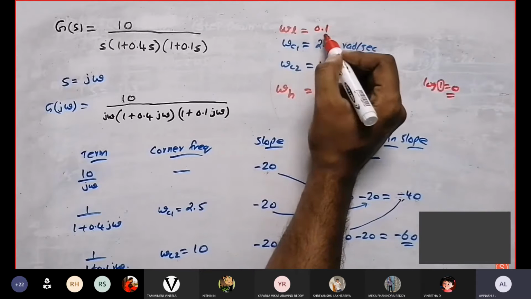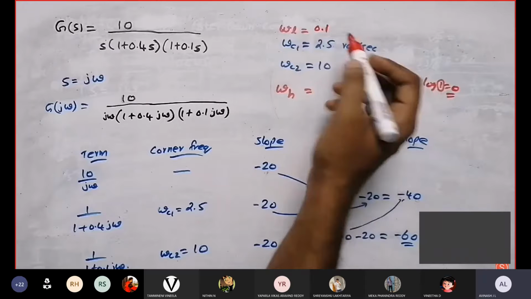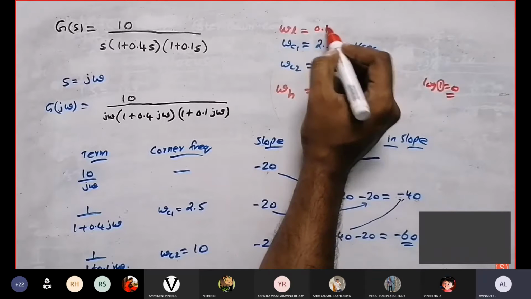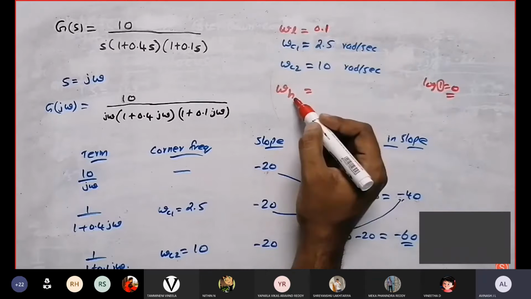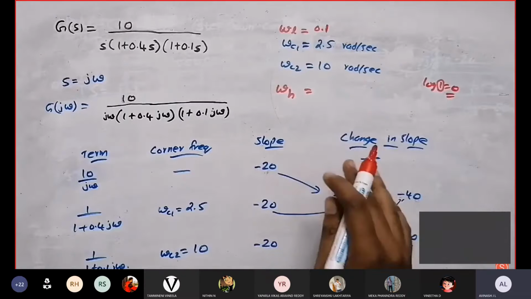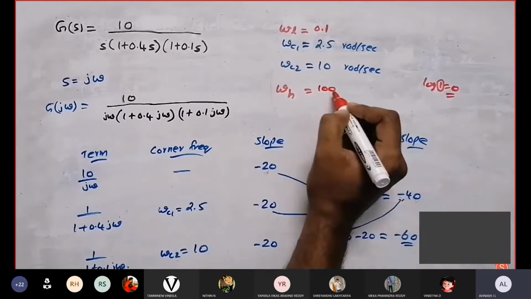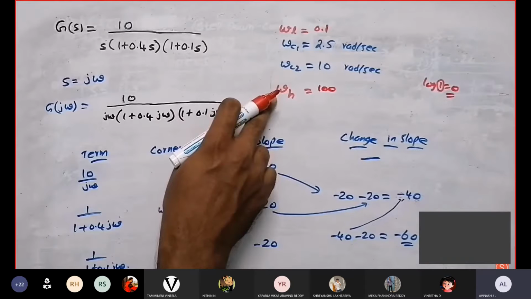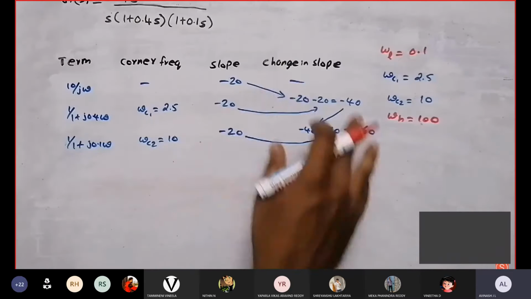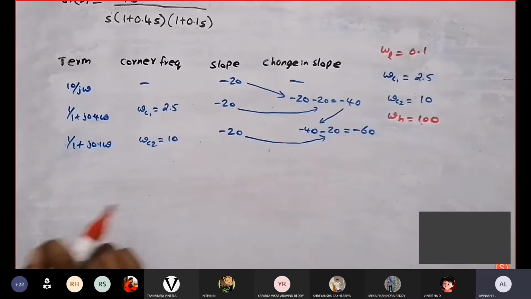I usually take 0.1 as my lower frequency. You can take any value less than 2.5. Then omega higher should be greater than omega C2. Omega C2 is 10. So you can take any value greater than that, 20, 30, 40, 50, 100, anything. I am taking it as 100. Okay. So this is my omega lower and this is my omega higher. From this table and these frequencies, we are going to find the magnitude.